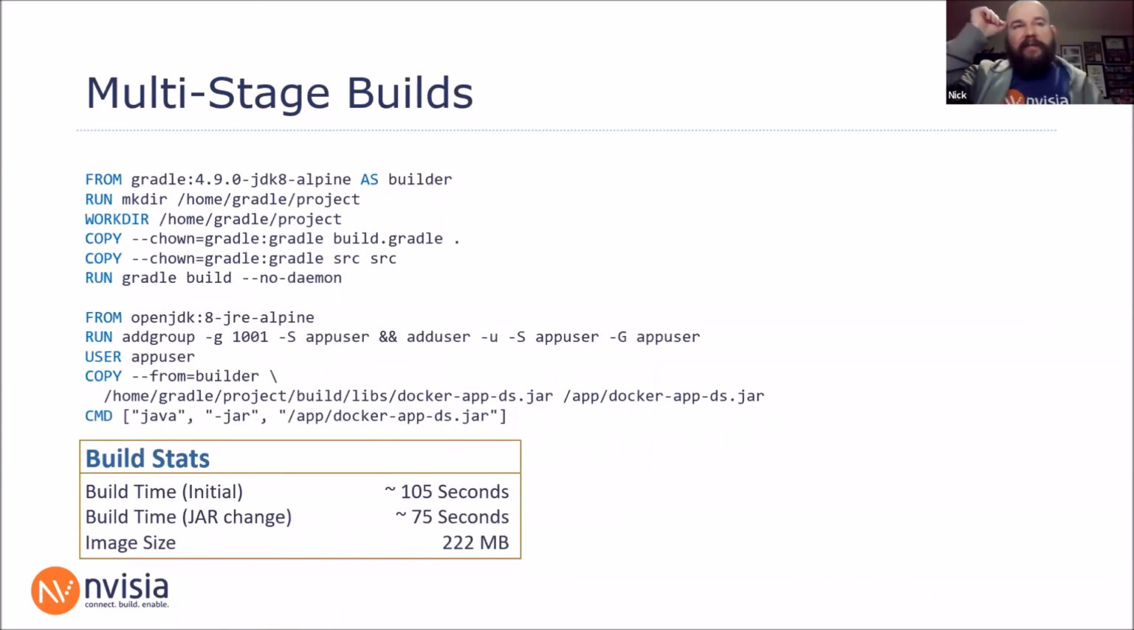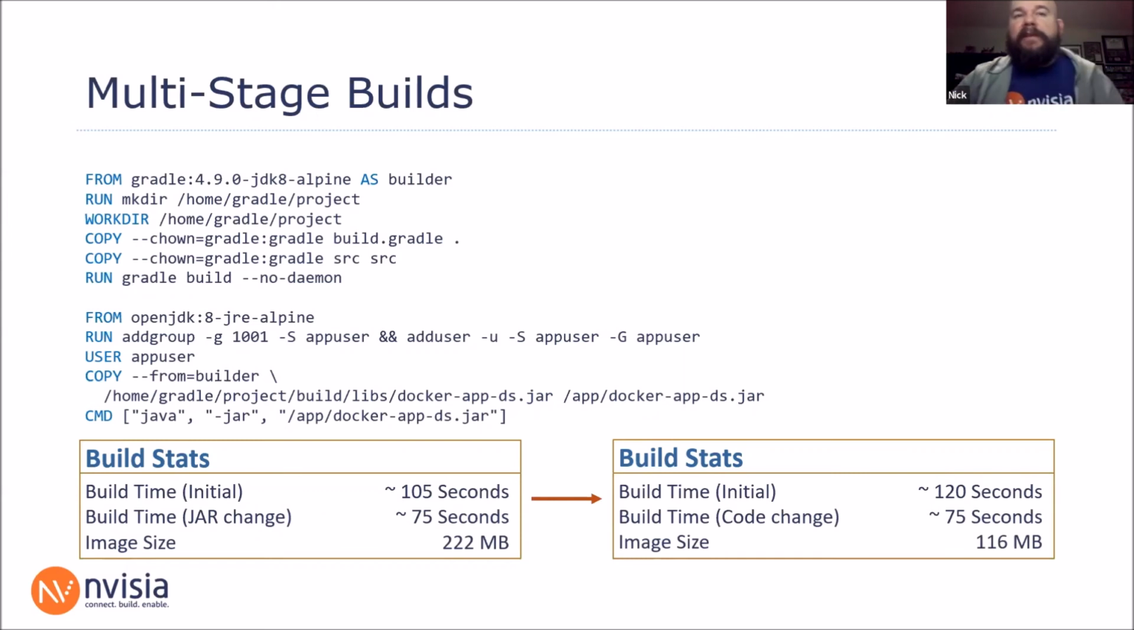So now we have a single Docker file with 2 stages in it. When we look at what this does to our build, you will see that our build time jumped up a bit. As far as the initial time goes, it jumped up 15 seconds. That's because if you've never run this before, you've now got to pull in 2 parent files, one for build, one for runtime. Our code changes still take about 75 seconds, and our image size drops back to that 116 megs.